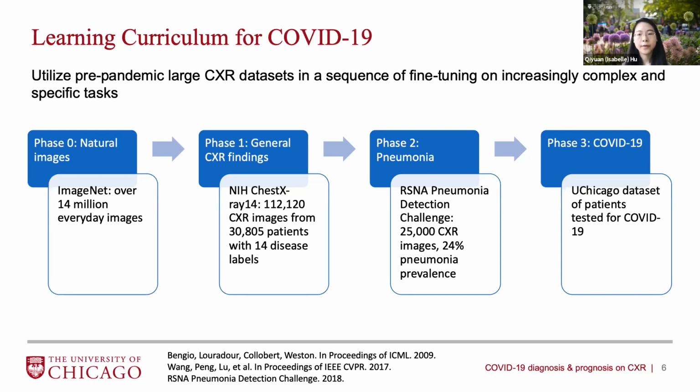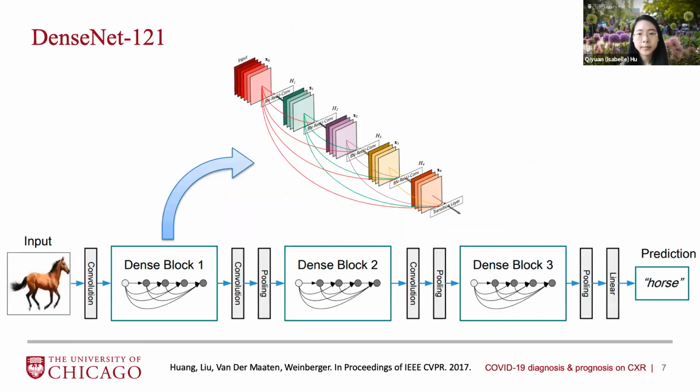Then the model was refined to detect evidence of pneumonia specifically by fine-tuning it on the RSNA pneumonia detection challenge dataset, which has a high pneumonia prevalence. And finally, the model was fine-tuned again and evaluated on our COVID-19 dataset. We used a DenseNet 121 architecture, which is one of the state-of-the-art CNN architectures and has shown success in related tasks in medical imaging applications.